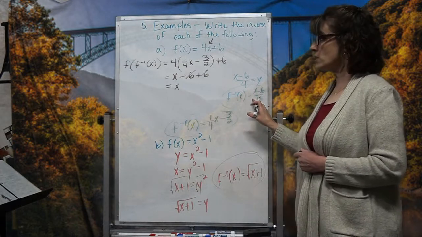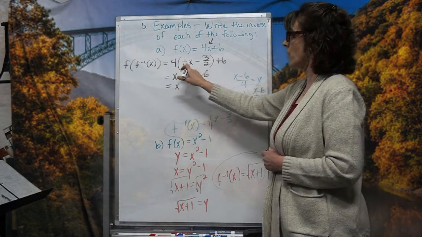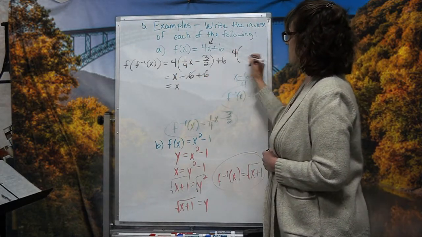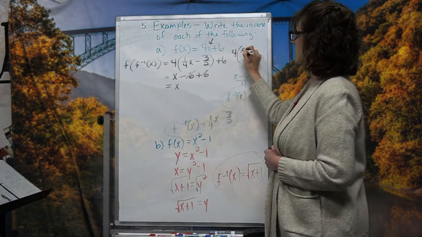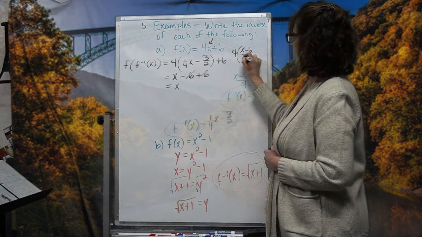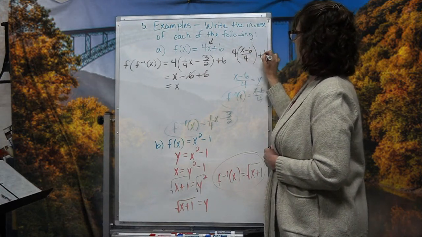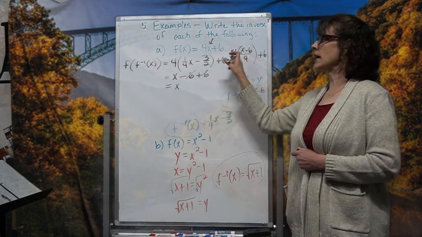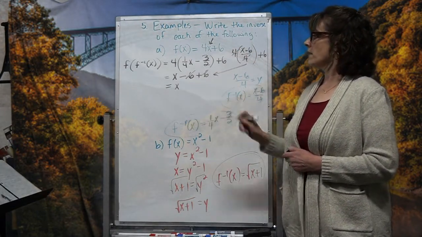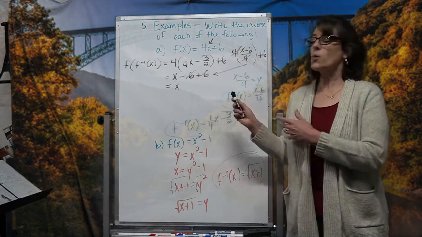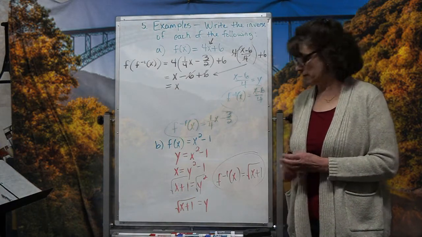Now, if I wanted to use this instead of this one, then it would be 4 times all of, because I'm plugging it into here, 4 times all of this over 4. But here again, these will cancel, and I'm left with exactly this right here. X minus 6 plus 6. So either one of these works out just fine.